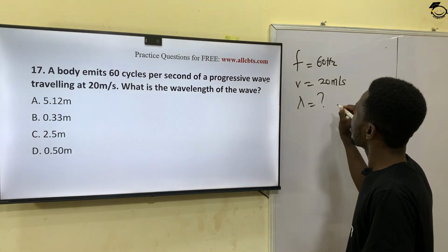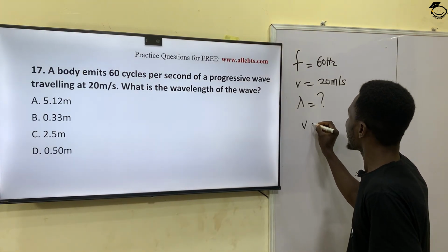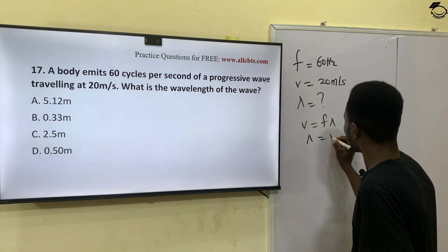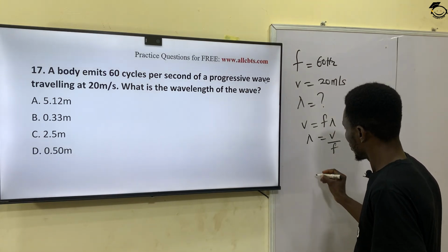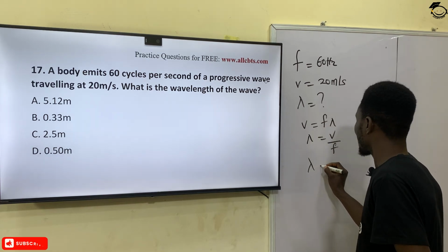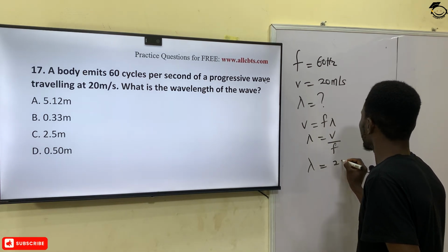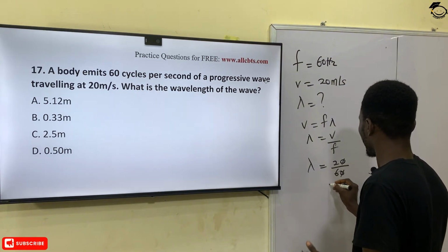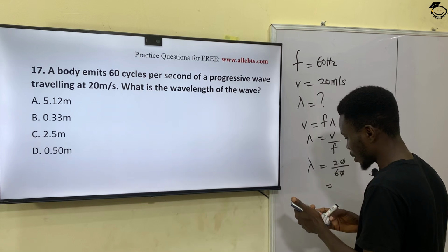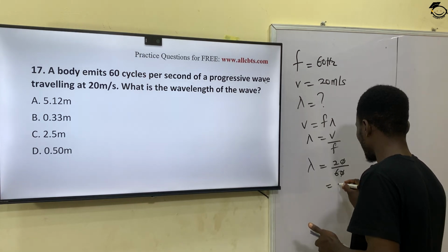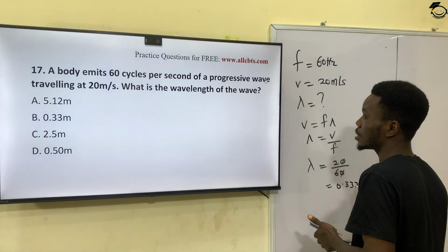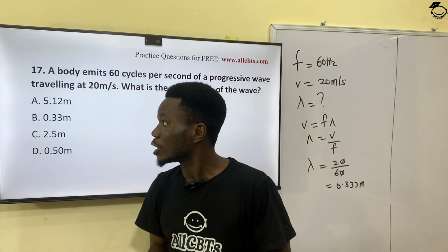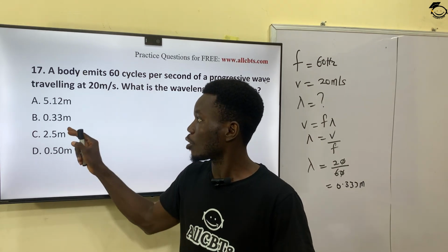We don't know it. So we know that the velocity of a wave is equal to f lambda, which means that lambda is equal to velocity over frequency, which means that the wavelength lambda is equal to 20 divided by 60. So this will cancel this, and I'll have 2 divided by 6, and that will give me 0.3333 meters. So the correct answer to this question is 0.33 meters, which is option B.